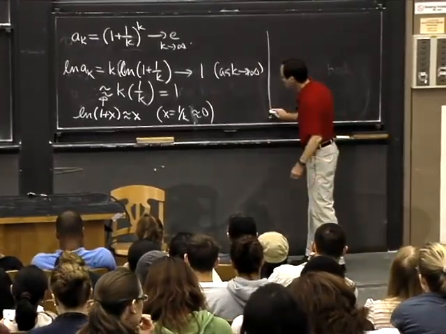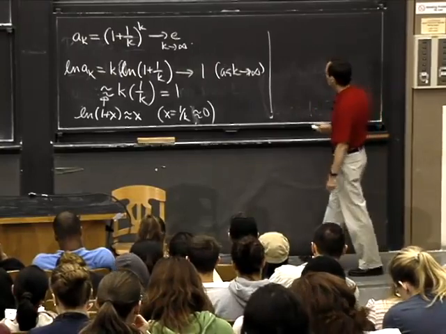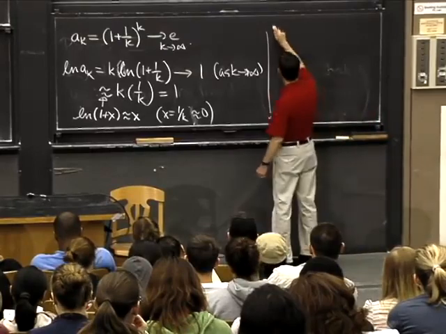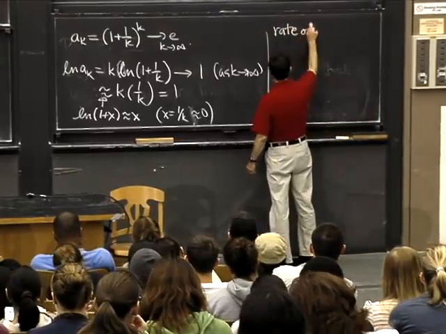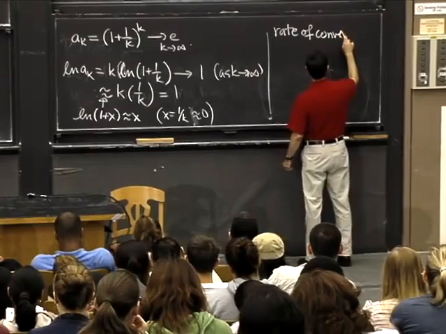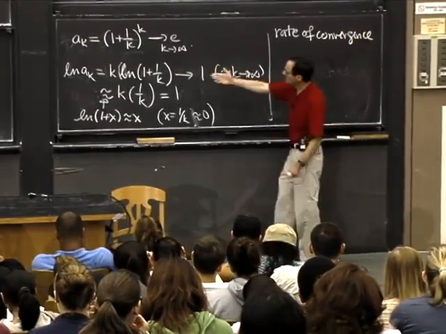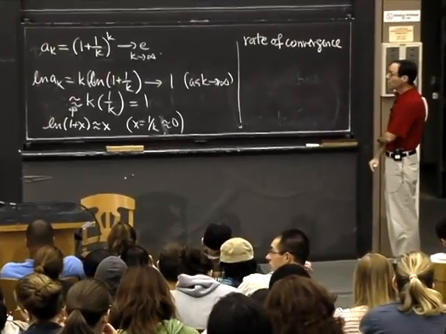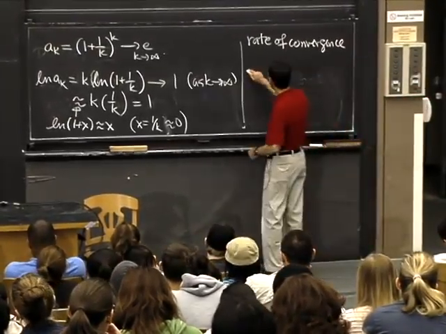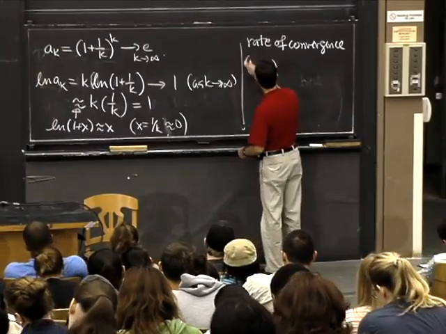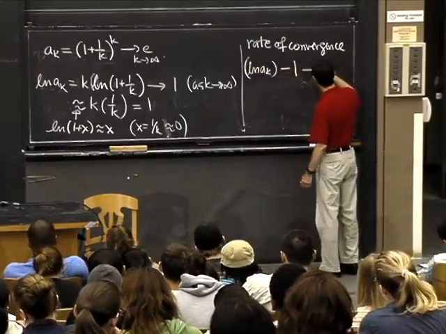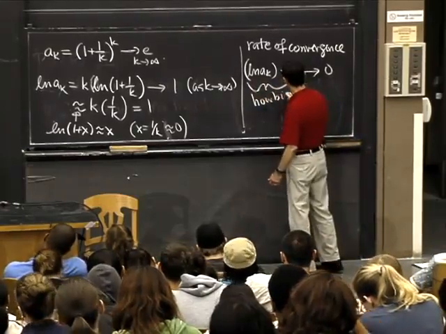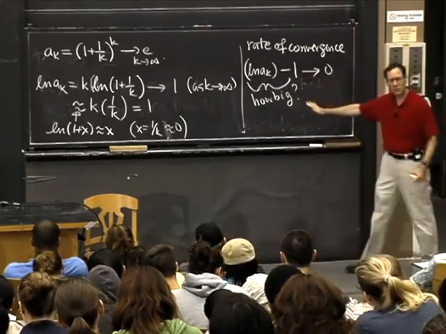Now, so that's the idea of the linear approximation. If you want to get the rate of what's called convergence, so convergence means how fast this is going towards that, what I have to do is take the difference. I have to take log ak, and I have to subtract 1 from it. I know that this is going to 0, and the question is, how big is this? We want it to be very small.